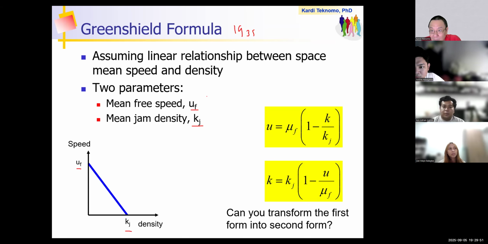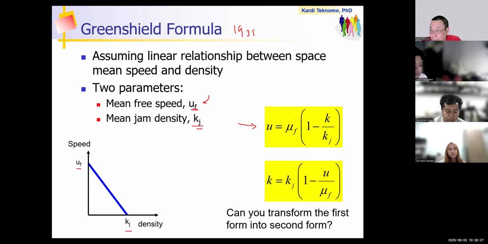What is the typical free flow speed? Say 80, for example. What is the typical jam density? Maybe 180 to 200. From there, you can get the value. Of course, based on the data, you can use regression and then you can get the values of UF and Kj.